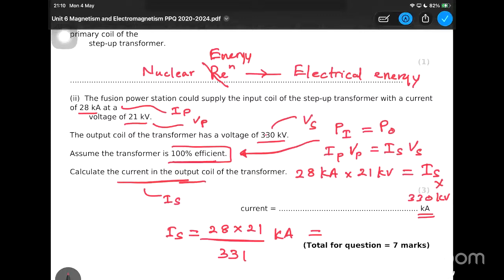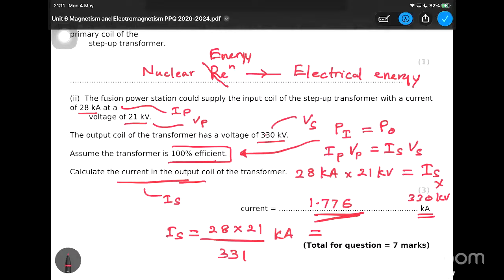So the answer will be 28 times 21 divided by 330, which is 1.776 kiloamperes. 1.776 kiloamperes is the answer.